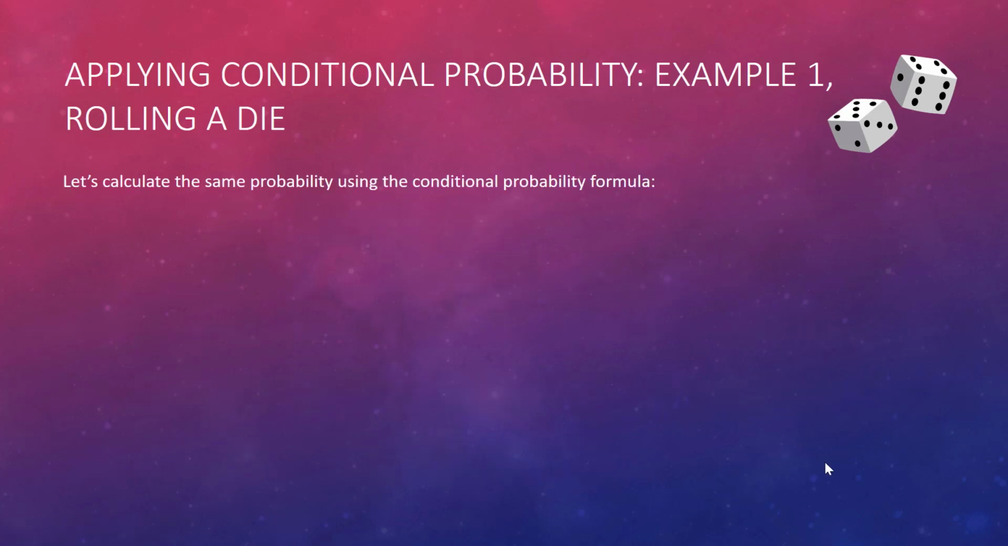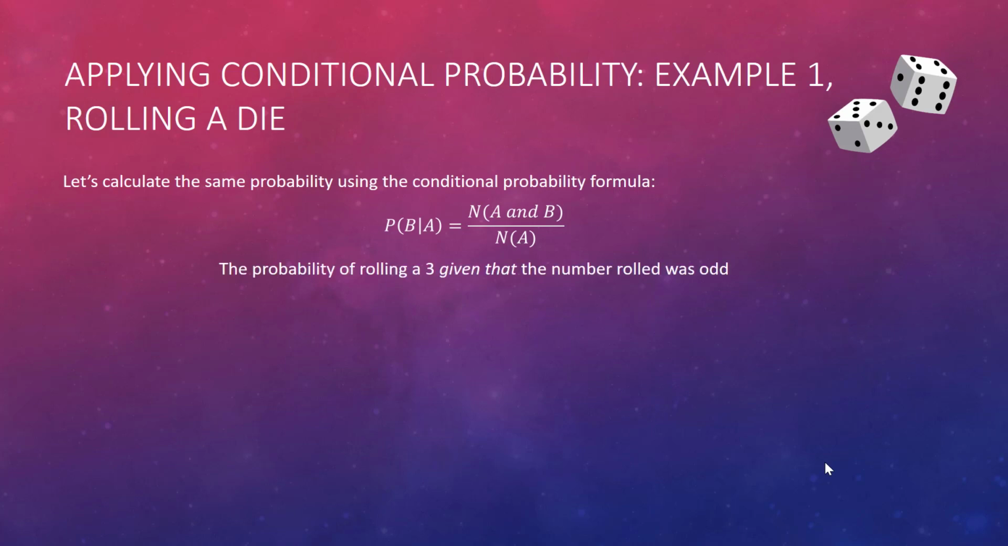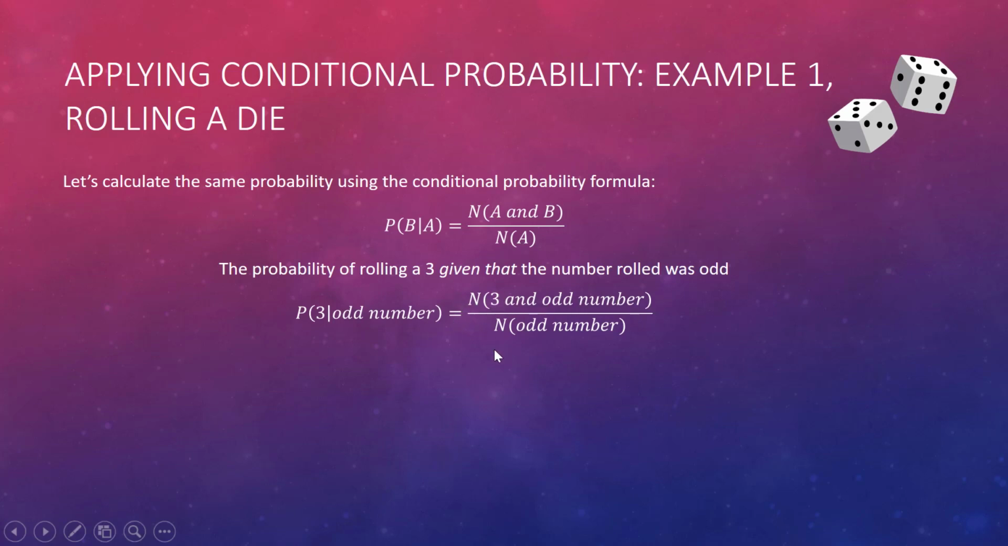Let's calculate the same probability, but this time we will actually use the conditional probability formula. Remember, that formula states that the probability of event B occurring, given that event A has already occurred, is equal to the number of ways that A and B can occur at the same time, divided by the number of ways that A can occur. So the probability of rolling a 3, given that the number rolled was odd, can be expressed in this formula as the number of ways that you can get 3 and an odd number at the same time, divided by the number of ways you can get an odd number.